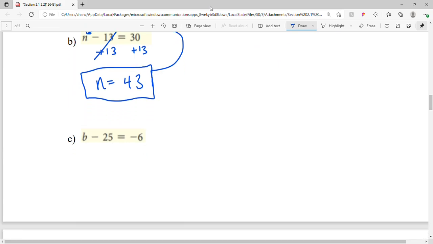For part B, we're going to do the same process. I'm going to add 25 to both sides. And so the 25 and the negative 25 cancel out. We have B equals negative 6 plus a 25, and that gives me a 19.